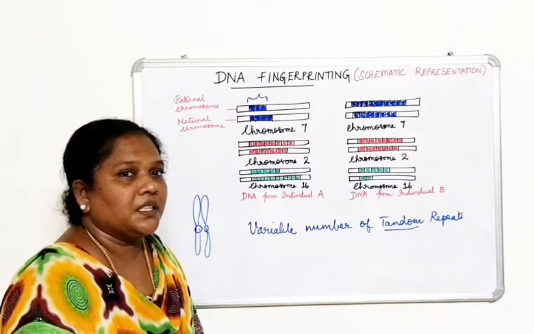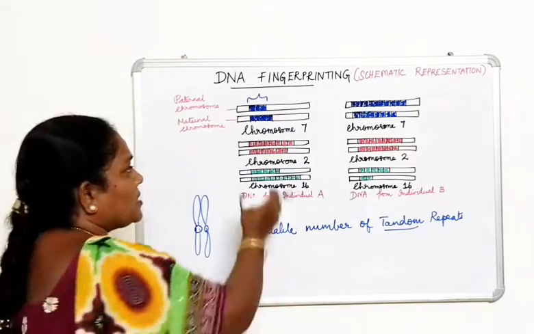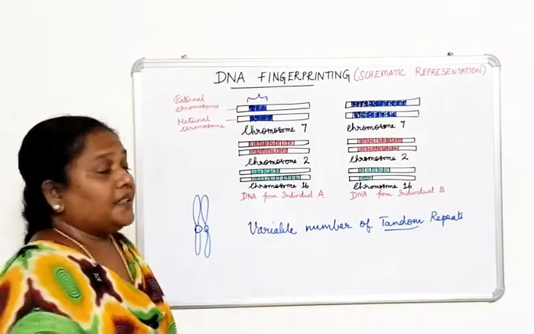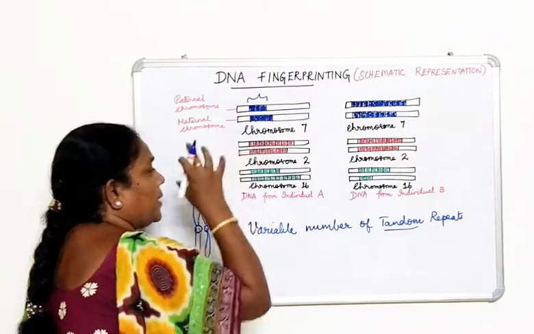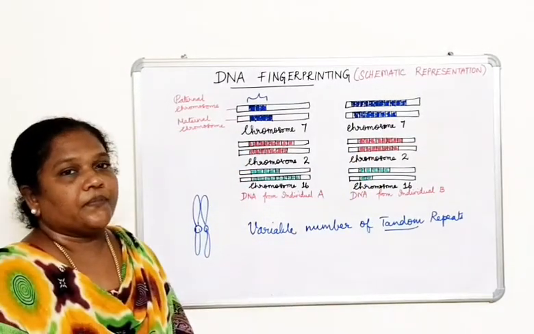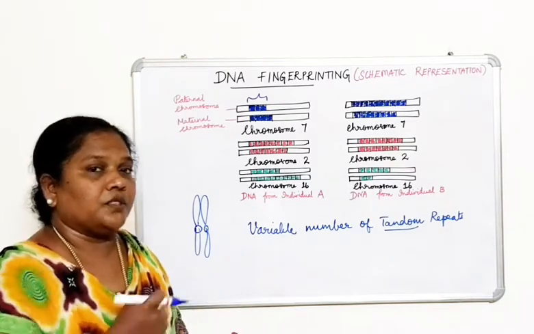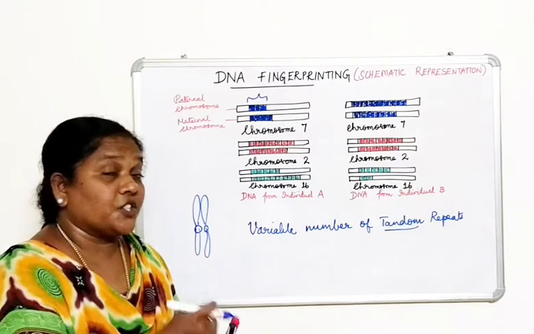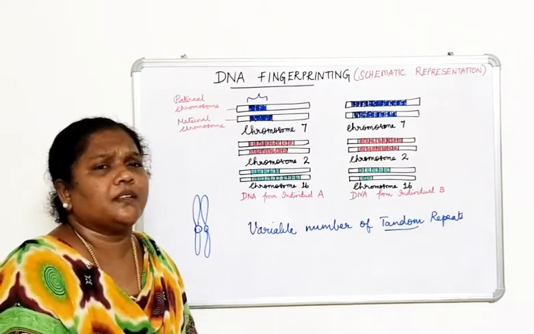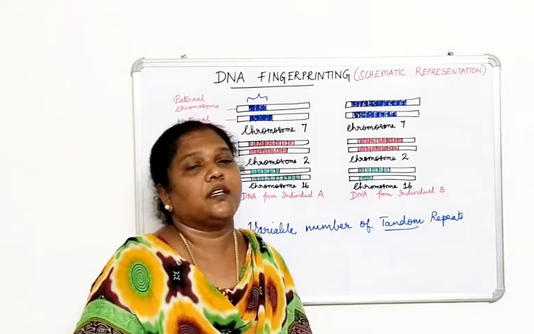So what do they do normally? They take the sample from the criminal. The same pattern will be identified and they check whether individual A matches or individual B matches. What are the steps involved in DNA fingerprinting? We have studied isolation, then digestion, and then separation of DNA fragments with the help of gel electrophoresis. What is that methodology called? Agarose gel electrophoresis.